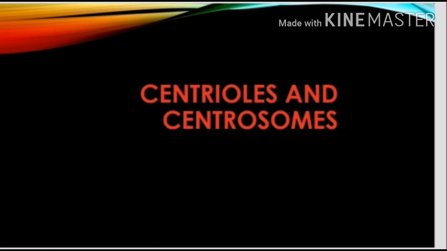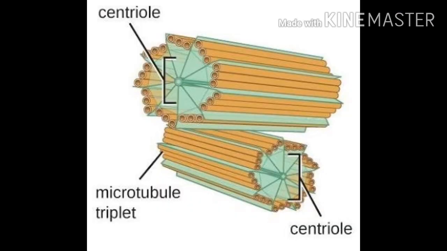Now the next part we are going to see is the centrioles and the centrosomes. They are present only in animal cells. Okay, this type of structure is present only in animal cells. They play an important role in the division of the cell.